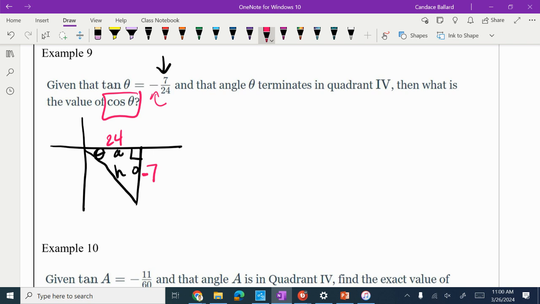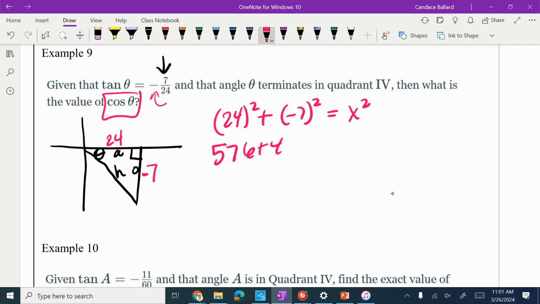Okay, let's take a look at it together. What were my legs for my Pythagorean theorem? What'd you use? Yep. Does the negative matter in this case? No, because it's going to be squared anyways. What was 24 squared? 576. What was 7 squared? 49. What's 576 plus 49? Take the square root. 25.